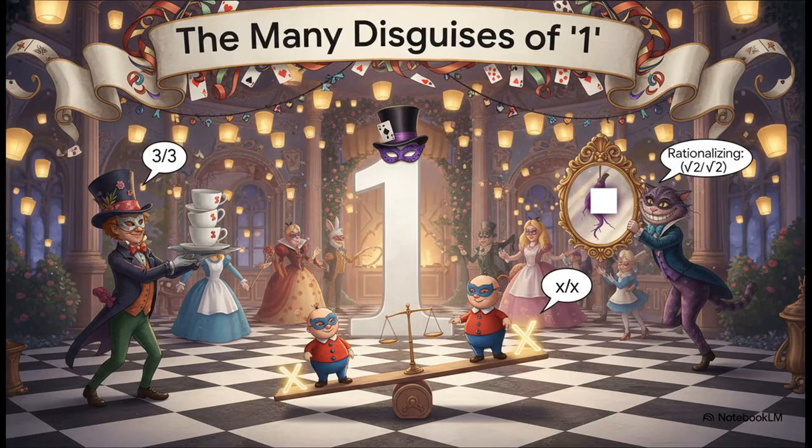A huge part of really getting math, of becoming fluent in it, is learning to spot the number 1 in all of its clever disguises. I mean, think about it. When you multiply by 3/3 to get a common denominator, or the square root of 2 over itself to rationalize a denominator, you're just strategically multiplying by 1 to change how a number looks without changing what it's worth.